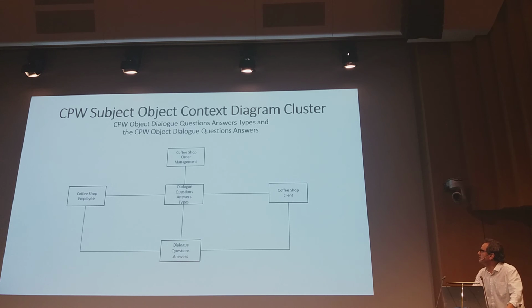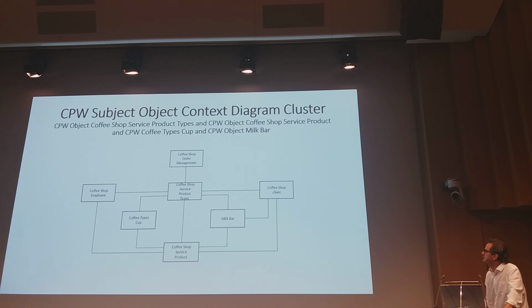So the next cluster is with the topic dialogue questions, answers, types, and dialogue questions, answers. And then we have here the next CPW subject-object context diagram cluster, which is coffee shop service product types and coffee shop service product. Then we have also coffee types cup, and on the right side milk bar. And now we are coming to an interesting thing, because milk bar has a relationship to coffee shop client. And why is this so?